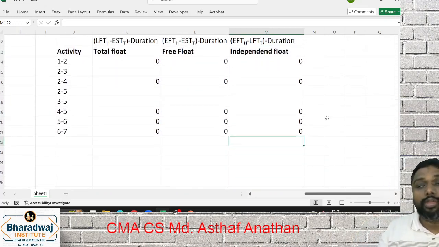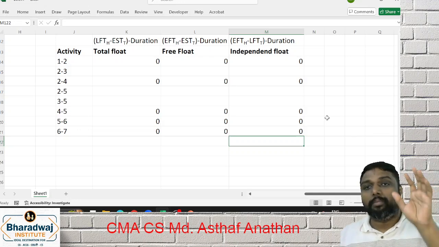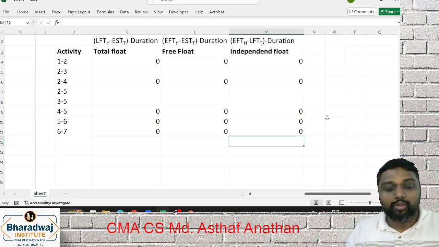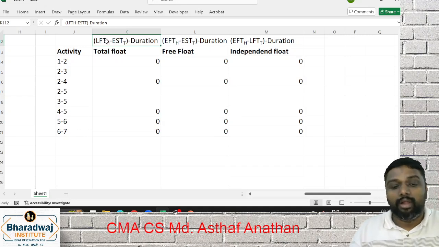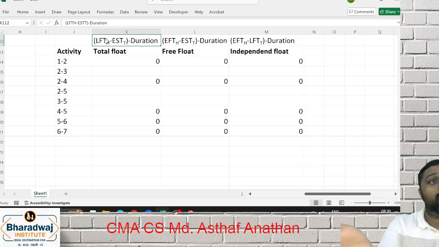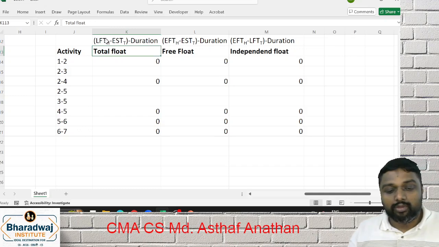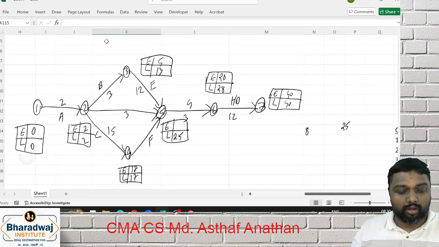But I told you, you can go with the proper percentage also. Depending upon the marks and timing available for the exam, you can add. Here, I have just given the formula. I have given a separate LFT column, a separate EST column. We discussed, you can do accordingly also. Here we are saving. So 1 to 2, we did. 2 to 3 alone, I will help you.